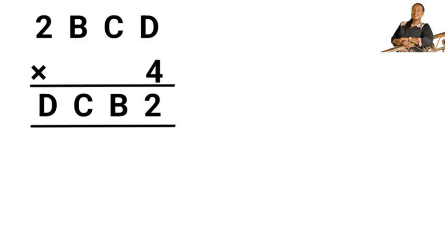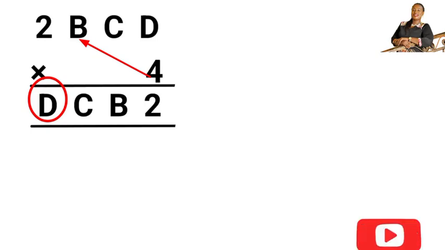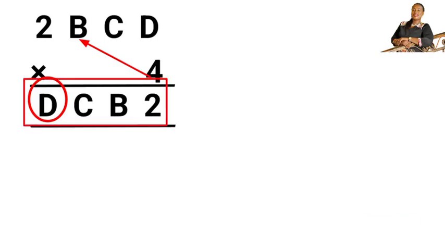Now we have 2BCD times 4 all over DCB2. Next, let us find the value of D. If we multiply 4 by 2, we will have 8. And again, we know that for us to have a carry here, when we multiply 4 by B, the carry must not be more than 1. Because if it is more than 1, it will give us a 5-digit number as the answer here. So one of the possible values of D is 8.